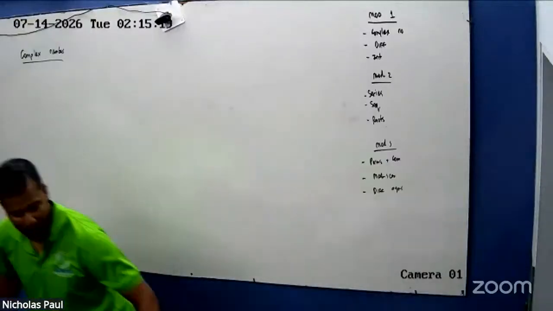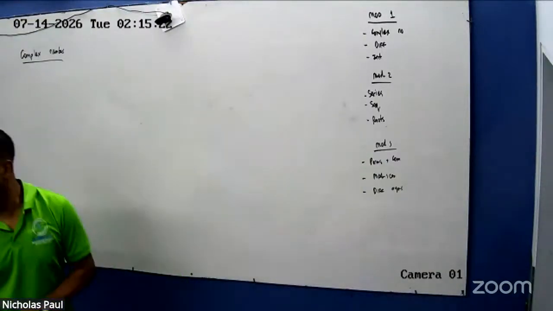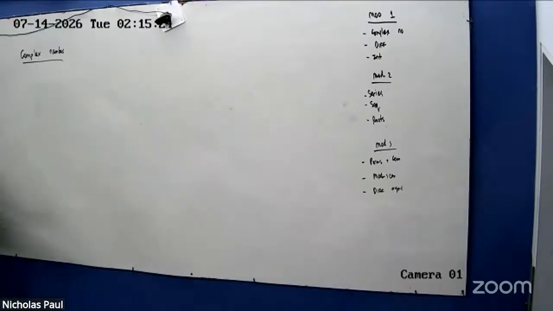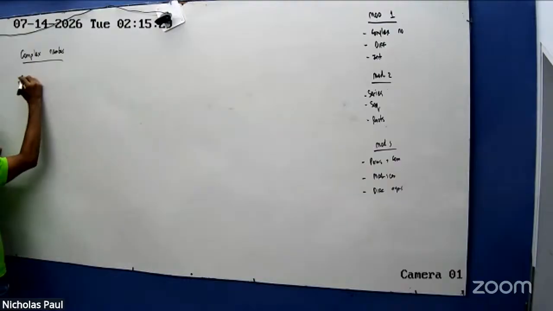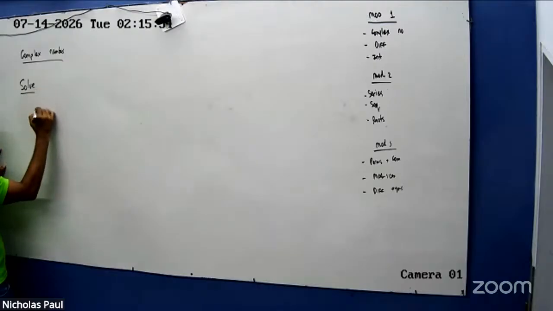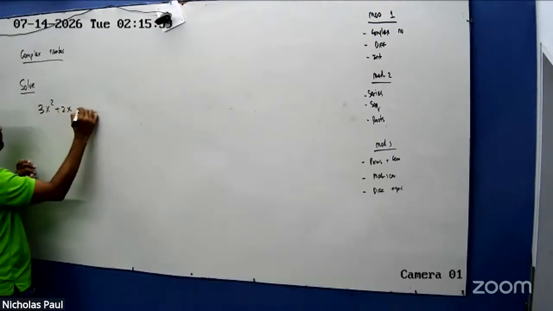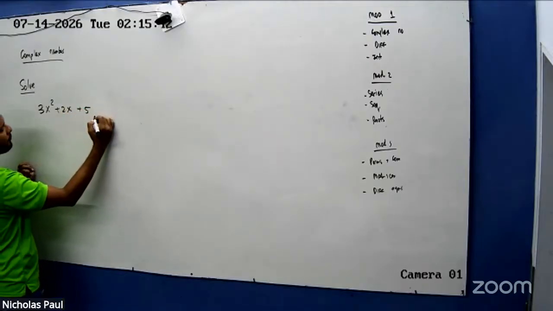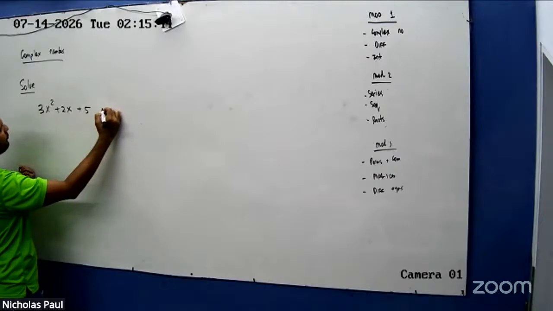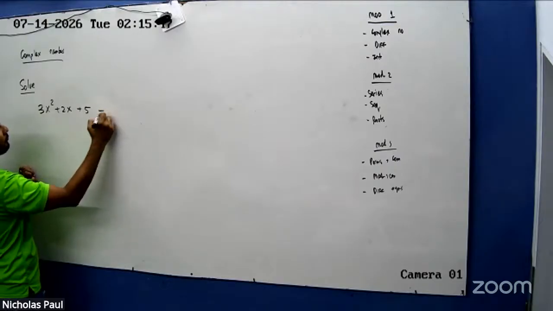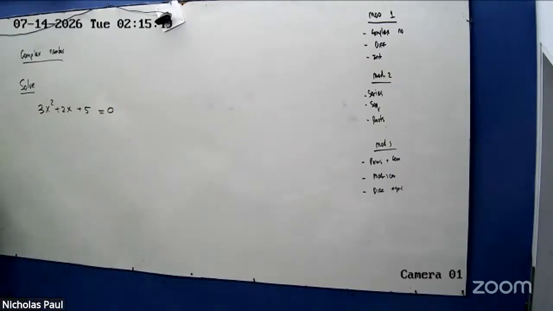So we want to begin with complex numbers, right? Let's do this the long way, not with the calculator, using the quadratic formula. Let's see if we can solve something like this: 3x squared plus 2x plus 5.